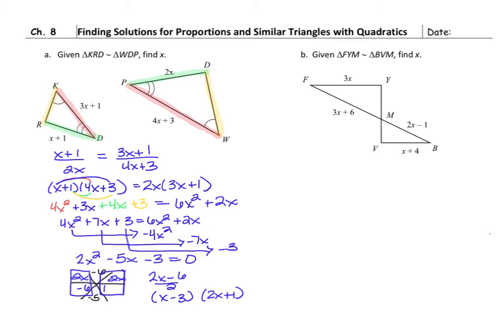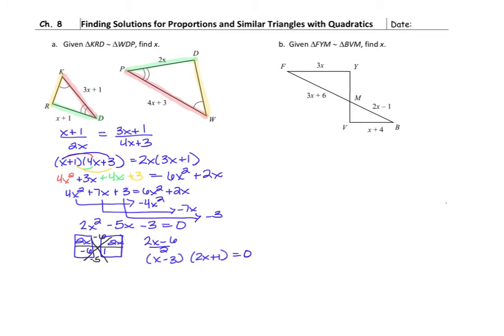Remember, we're trying to solve for x. So in order to do that, we have to set each of these binomial factors equal to 0, which is the zero product property. When you set the x minus 3 equal to 0, you get an answer of 3 for x. When you set the 2x plus 1 equal to 0, you end up subtracting the 1 from each side, giving you 2x is equal to negative 1. And when you divide by 2, you get an answer of negative 1/2.